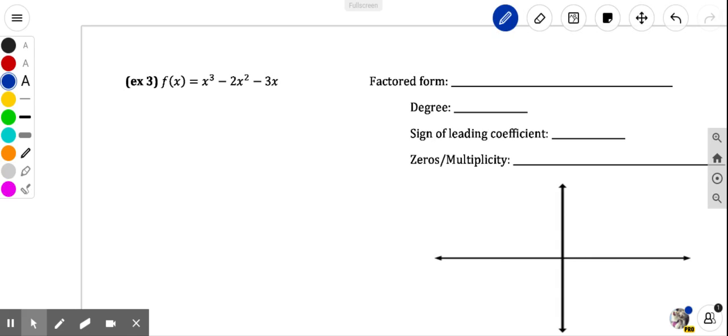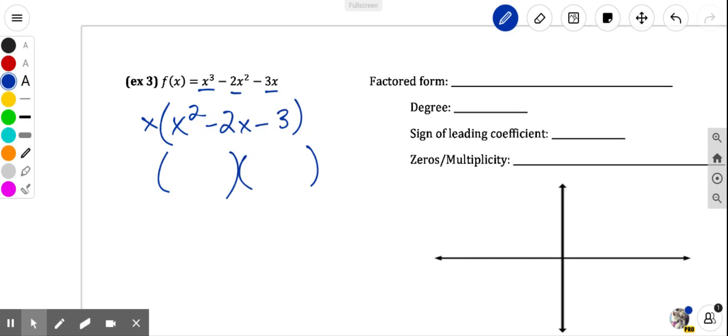Okay, this next one, again, look for a GCF. Notice that these all have an x in common, so I'm going to take out an x. And then we have x squared minus 2x minus 3. And now this is a trinomial that we need to factor. So we want numbers that multiply to negative 3 and add to negative 2. So it's going to be negative 3 and positive 1, because negative 3 times 1 is negative 3. Negative 3 plus 1 is negative 2. So that's our factored form.